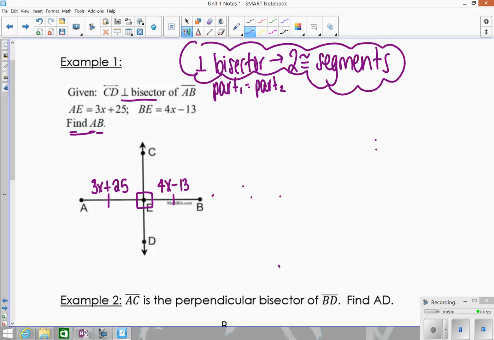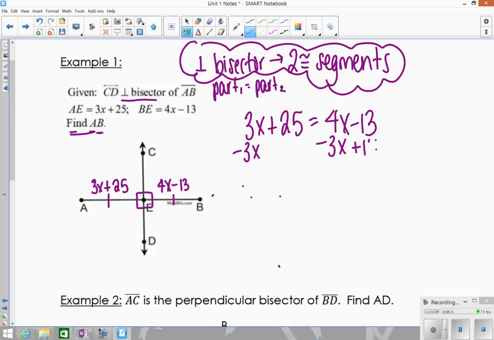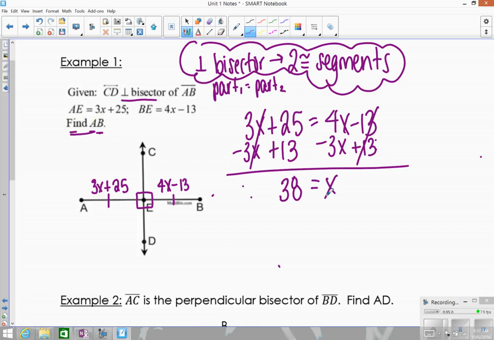So that means all I'm going to do is set 3x plus 25 equal to 4x minus 13 and solve it for x. So I'm going to bring the 3x over, and I'm going to add 13 to both sides. So that means I'm going to get 38 over here and x on this side. So x equals 38, but I'm not done because it says to find AB.